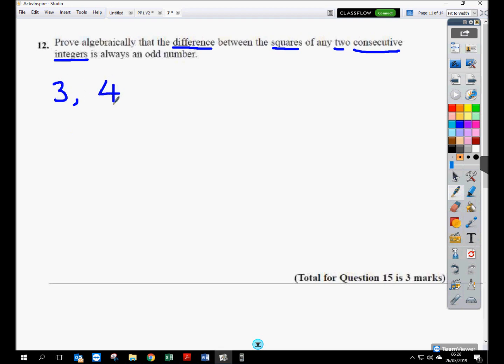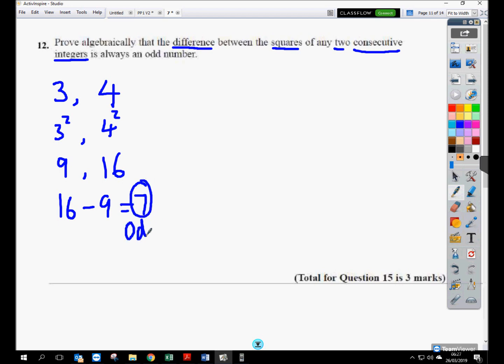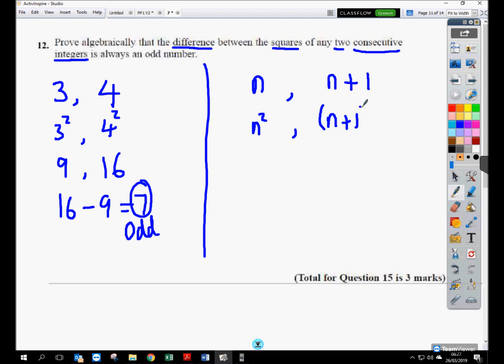So let's choose 3 and 4. The difference between their squares: 3 squared is 9, 4 squared is 16. The difference between their squares, 16 take away 9, is 7. Apparently this number is always odd. Oh wow, it's odd. Right, so I just need to do this with algebra now. So let's start off with a number n. The number after it will be one more than the previous one, so n plus 1. Then I square the numbers, so n squared and n plus 1 squared.